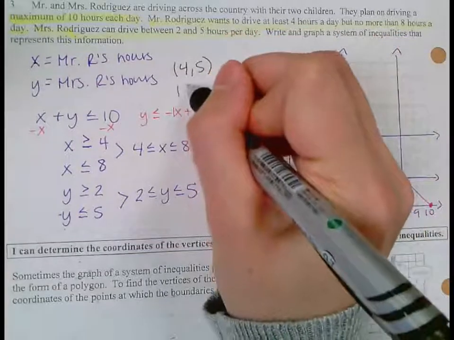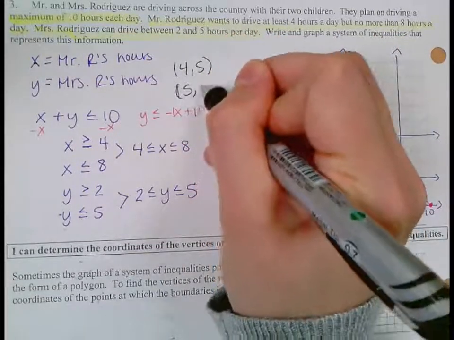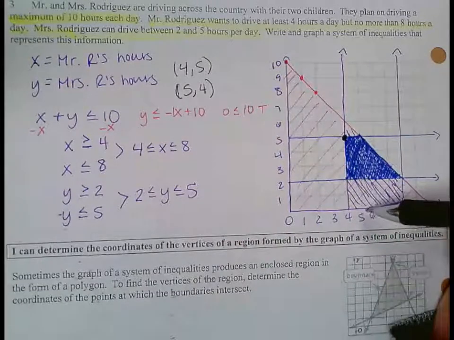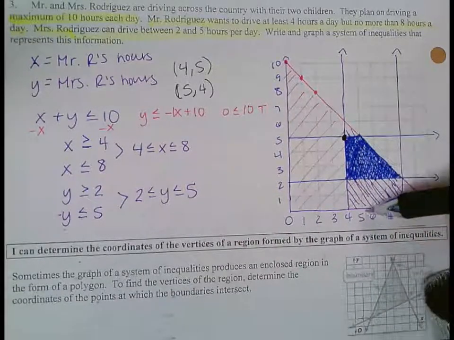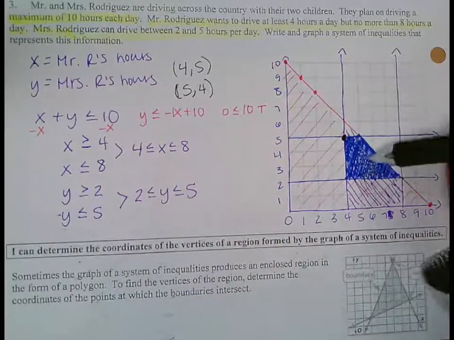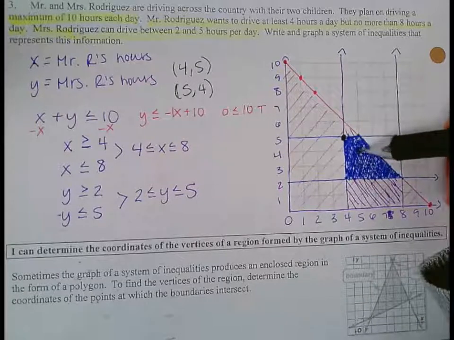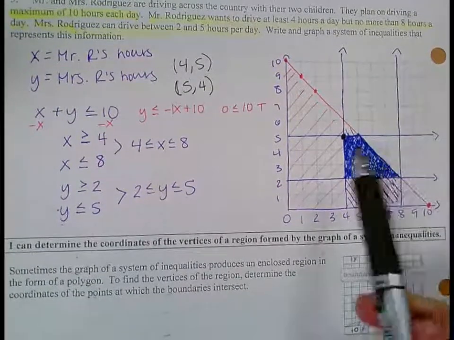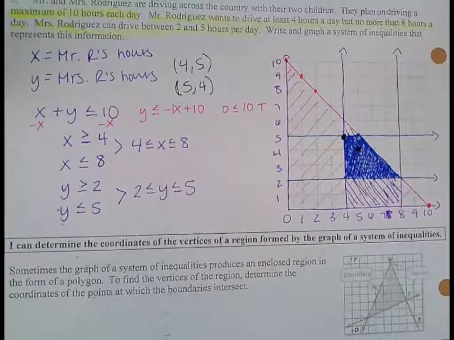Or even if these were switched, if Mr. Rodriguez drove 5, Mrs. drove 4, that would actually be fully in the shaded region. So just realize that's what the shaded region actually represents. It's showing you the solutions that would work.